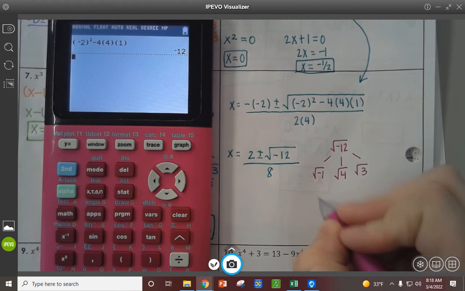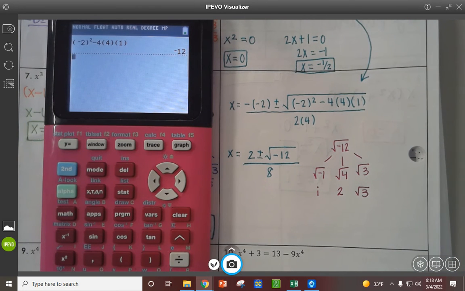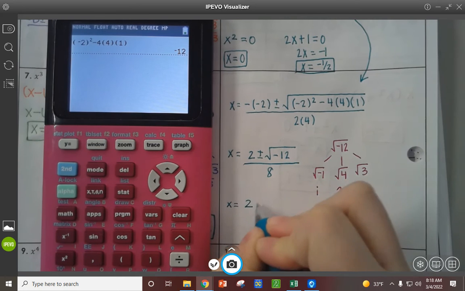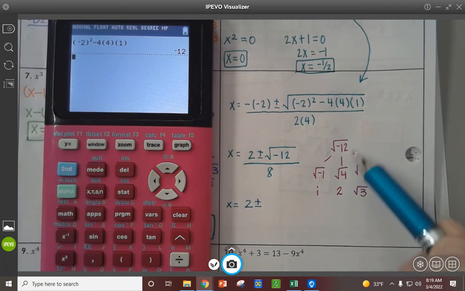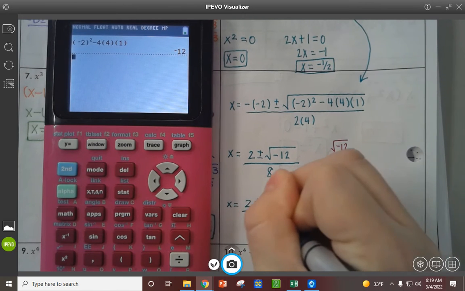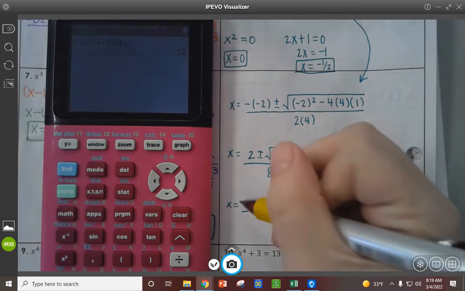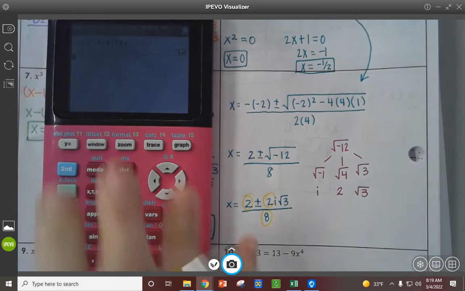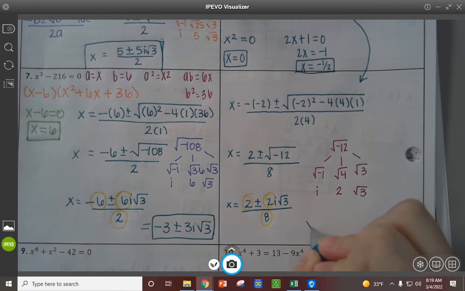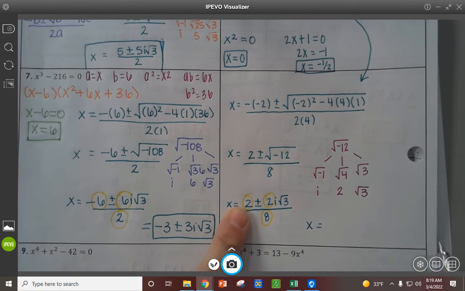What is the square root of -1? Square root of 4? And then the square root of 3. So the square root of -12 turns into 2i square root of 3 over 8. Does it simplify? Yep. I can divide all of those numbers by 2. So x equals, now this 1 in the front, you have to put that 1.